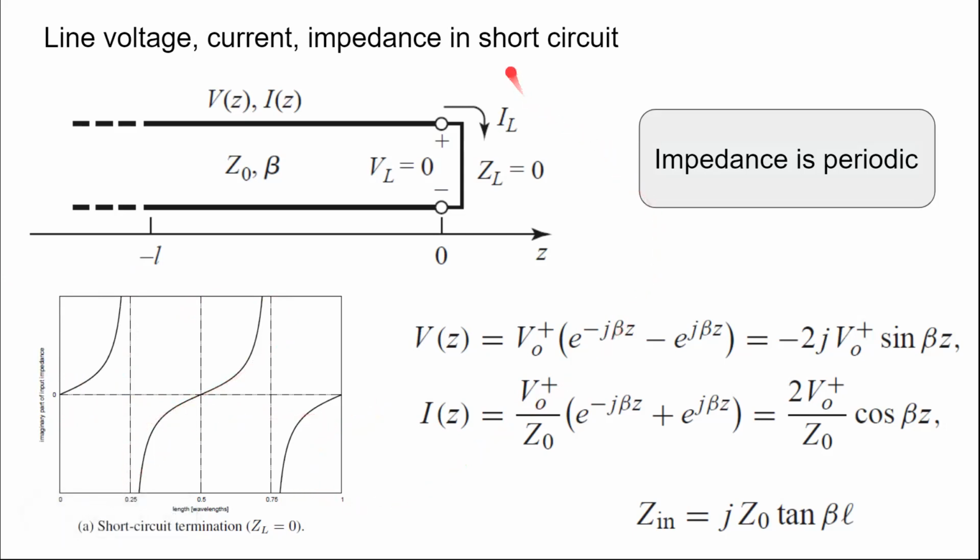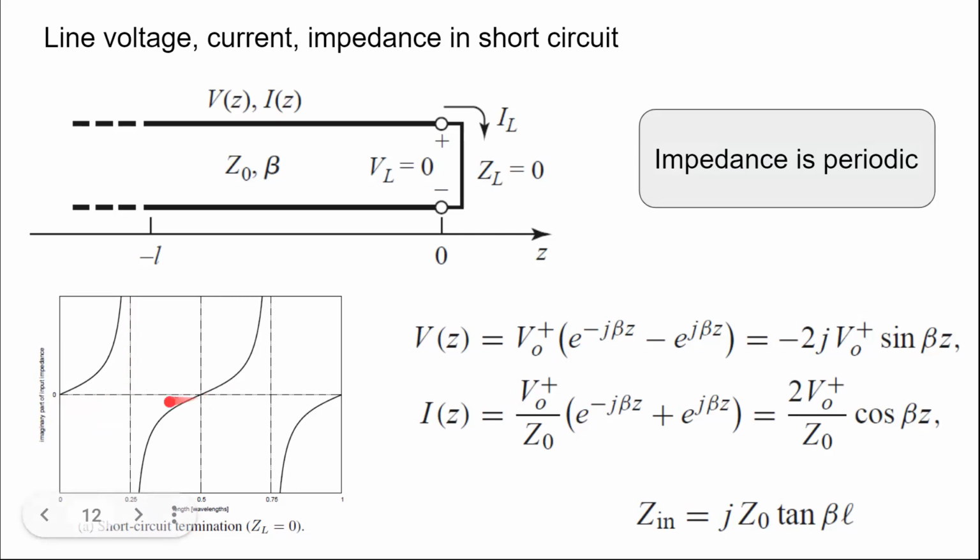One thing to notice is that once we short circuit at this end, we can observe an open circuit condition after lambda over 4 distance. After lambda over 4 distance, this plot has an infinite impedance. This plot is showing the impedance of the line. Starting from this left end, it is 0 because it's a short circuit. Once you go a lambda over 4 distance, the input impedance reaches infinity. It means the transmission line reaches an open circuit condition at lambda over 4 distance. Again, when we move another lambda over 4 distance, we reach Z input impedance equal to 0, which means a short circuit condition.